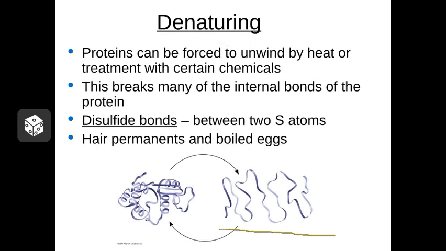Now, one of the major bonds that's broken during denaturing is a disulfide bond. That occurs between 2 sulfur atoms in the R groups of the amino acids. The effect of this is that sulfur is often released from a denaturing protein. So sometimes when proteins are denaturing, they smell a little like boiled eggs. In fact, that's exactly what happens to eggs as you boil them.